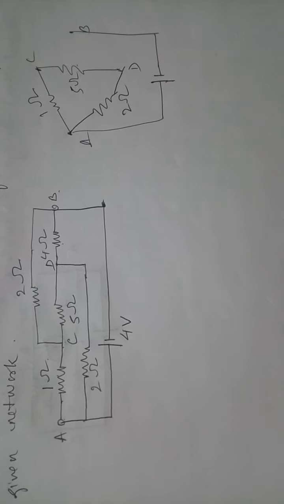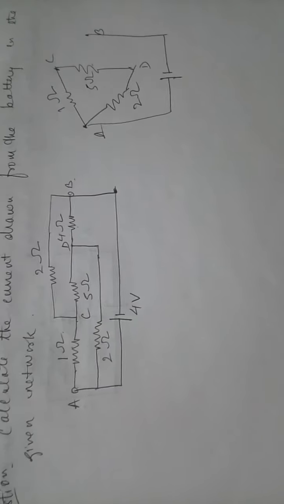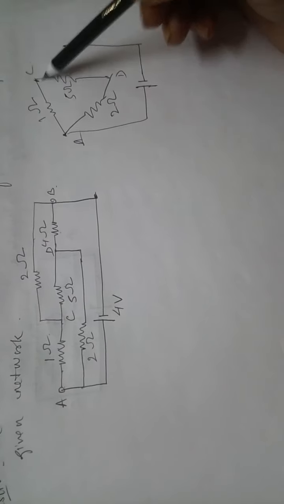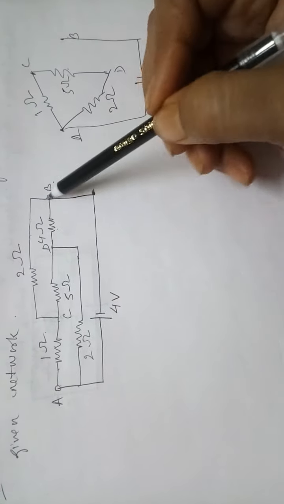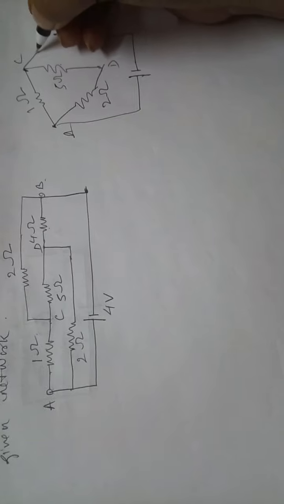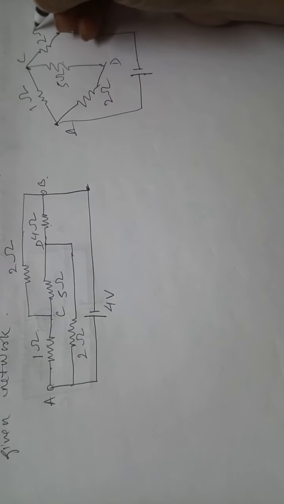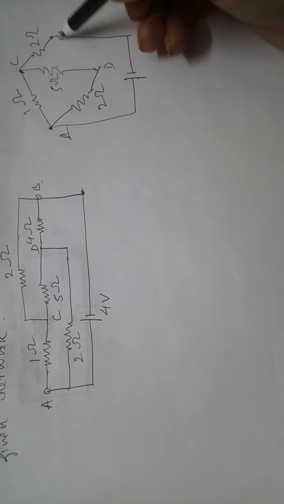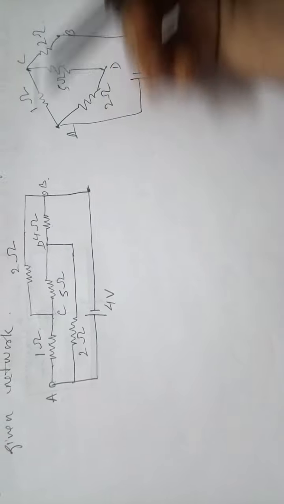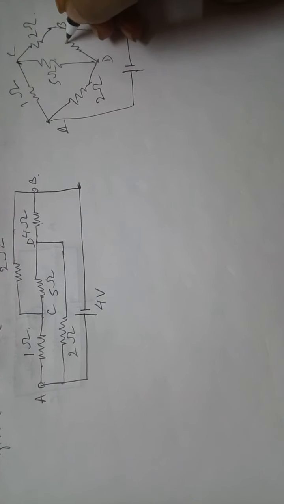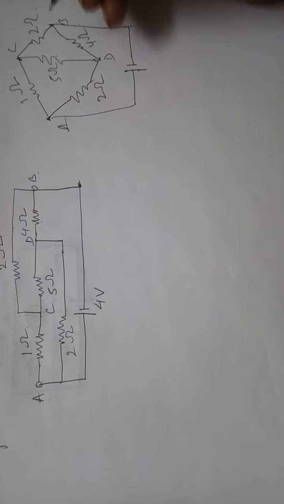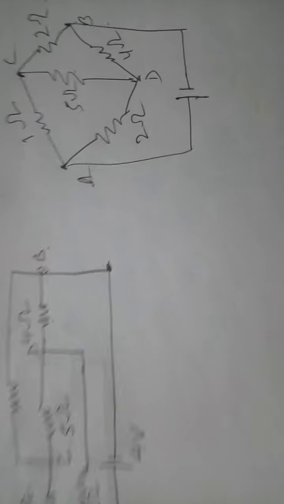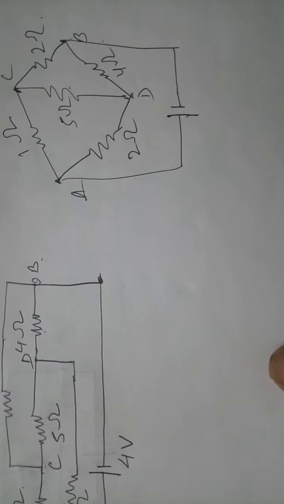We are left out with C and B. So let's see the circuit and check what we have between C and B. Between C and B we have got 2 ohms. So we'll just take this out here. This is 2 ohm. And then finally between B and D we have got 4 ohms. So let us take this here as 4 ohm. So we have more or less a Wheatstone bridge that has been constructed over here.